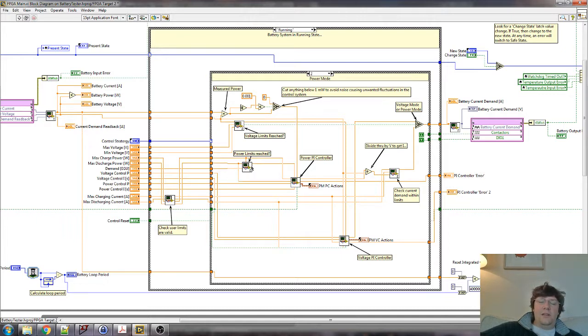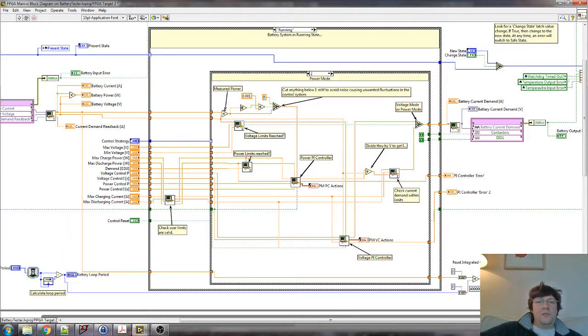We check the current limit later. Then we move into the power PI controller, and then we have to get that back to current somehow because it's current demand, so we divide through by the voltage. Then we check if we hit the current limit or not. Then we process the data through into the output. So there's a couple of pathways that are involved.